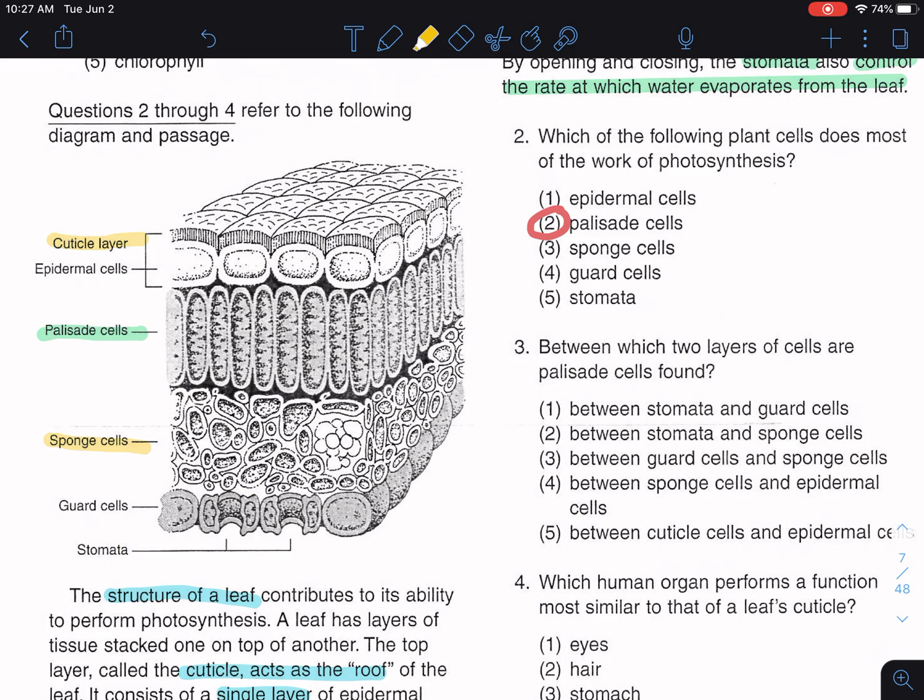It says we're looking for sponge cells and stomata. So number 2 says sponge cells and stomata, which is not right. The first one says stomata and guard cells, which is also not right. The third one says guard cells and sponge cells. No. The fourth one says sponge cells and epidermal cells. Well, yeah, it's sponge and epidermal. Those come in between, so this is 4.